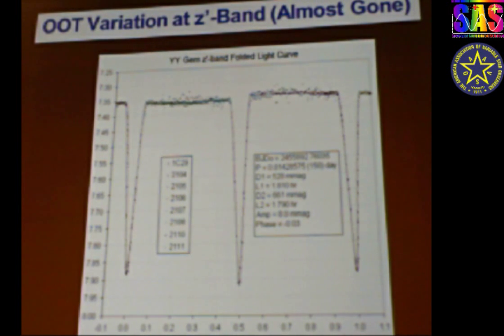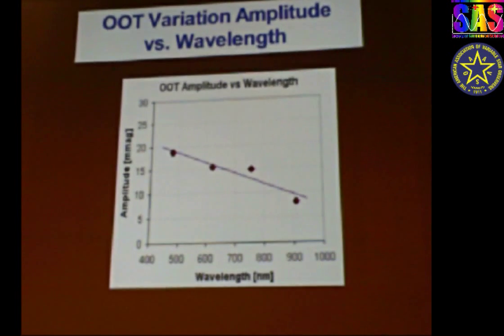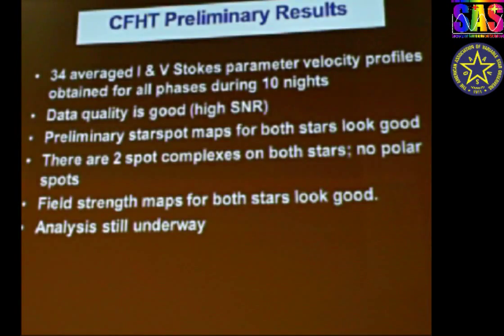This is pretty clear evidence, we believe, for the star spot activity on these stars, and we think this is what's causing the variation in depth in the two different transits. The out-of-transit amplitude versus wavelength, again, is a nice linear plot, again proving our position on this.